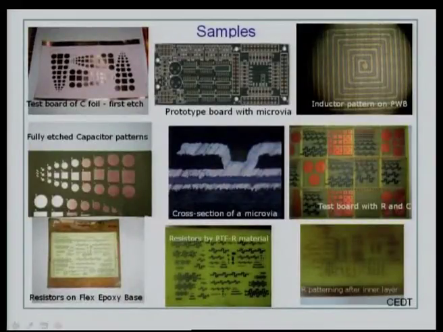Now, these are some illustrations of various samples, inductors, capacitors by foil, capacitors by print and etch method, okay, resistors on a flex epoxy base. These are resistors by polymer thick film, and this is the cross section of a micro VIA that is highly recommended for high density interconnect structures using R and C embedded. And these are combined R and C board. This is the inner layer of a resistor that will subsequently be used for build up.